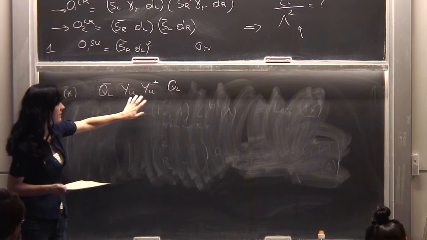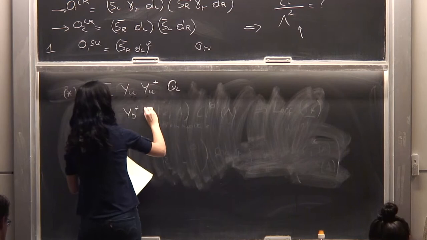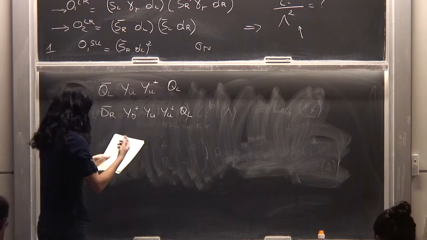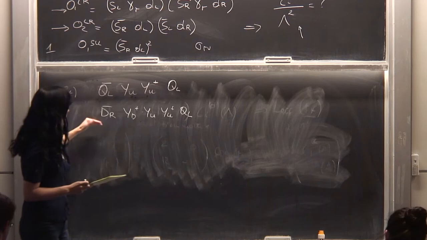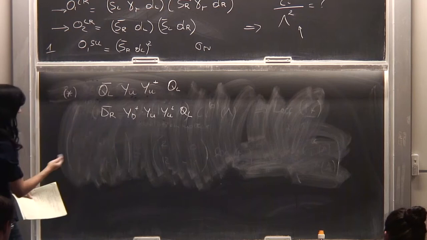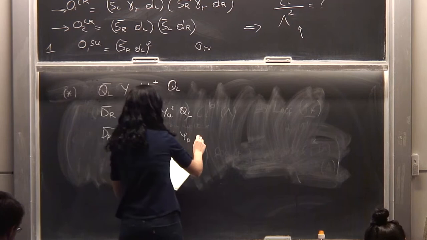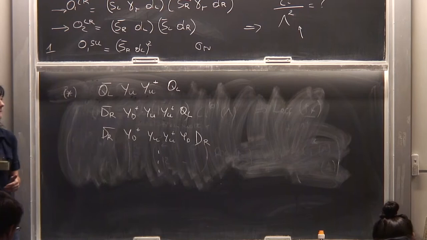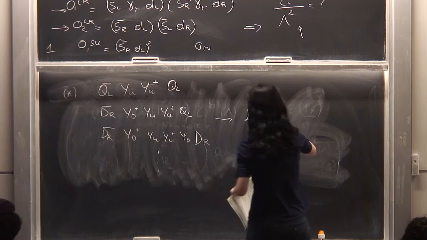Then I can write down more complicated things, like I can take a D_R, put a Y_D dagger, Y_U dagger, Y_U, Y_D, Q_L. In principle, I could expand and put more and more Yukawas. But at a certain point, these operators will be more and more suppressed, so they are negligible because they are suppressed by more and more powers of small Yukawa couplings. In principle I could also write down something like D_R bar, Y_D dagger, Y_U dagger, Y_U, Y_D, D_R, and so on and so forth. So you can demonstrate that everything is invariant under the flavor symmetry, and then of course this will give me my operator here for the meson mixing system.